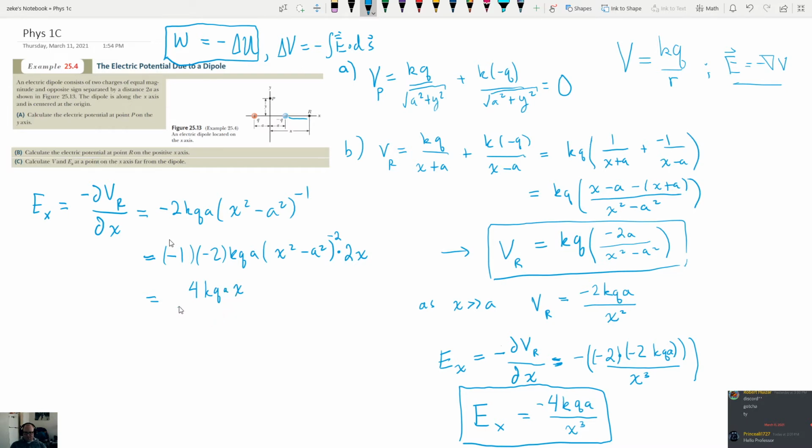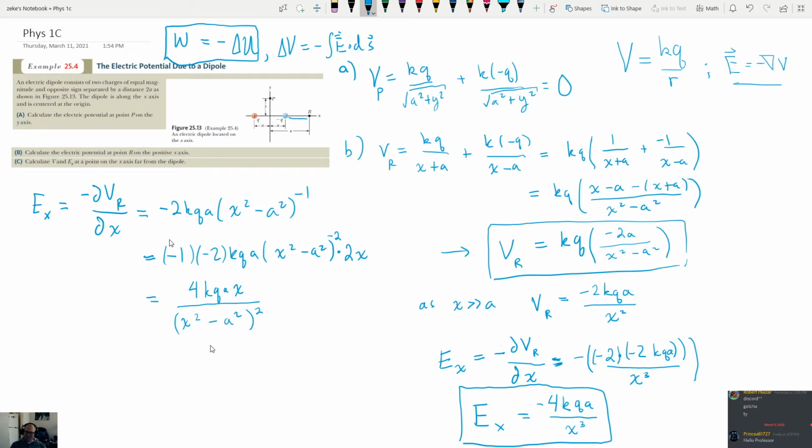x divided by there we go. And if we take the limit of this, it will definitely give us this. And I left off a negative.